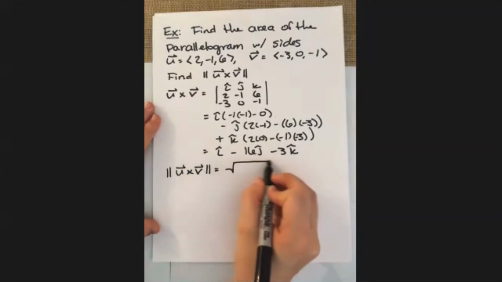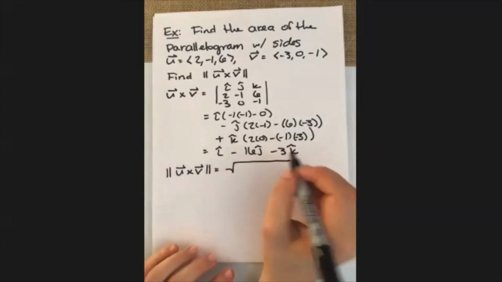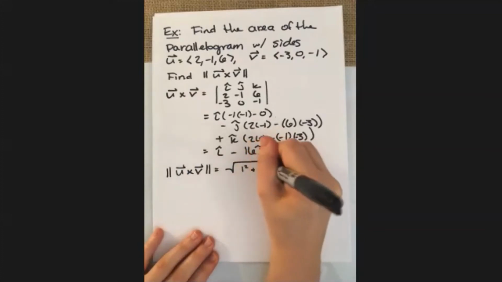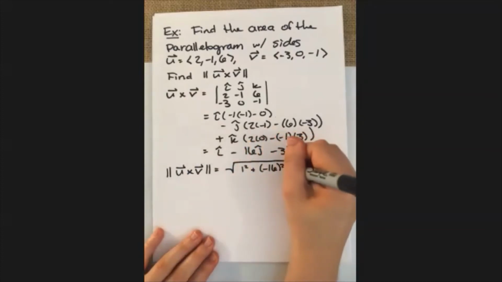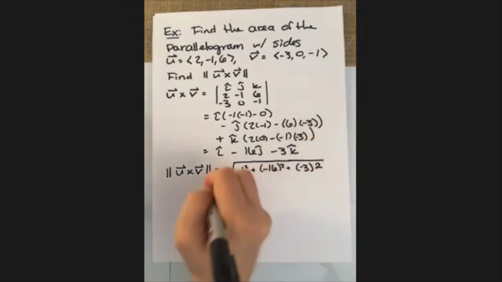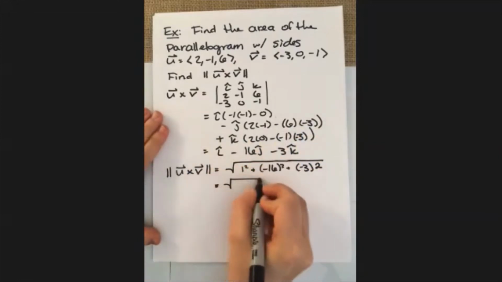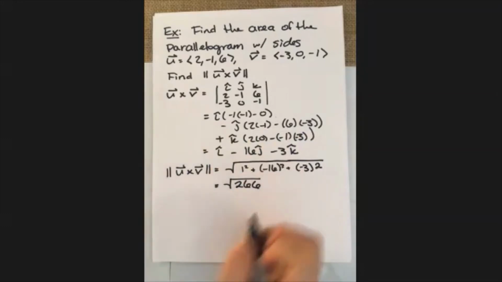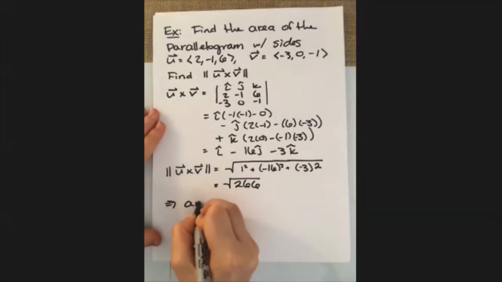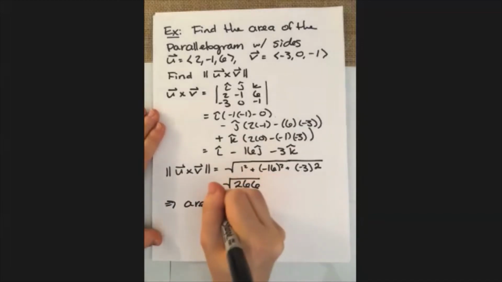So here we take the square root of each of its components squared and then add it up. So 1 squared plus negative 16 squared plus negative 3 squared. This is all equal to the square root of 266. And I personally have a preference for leaving things in square roots as they are. So I'm just going to leave it as such. And the area of our parallelogram is just equal to that.